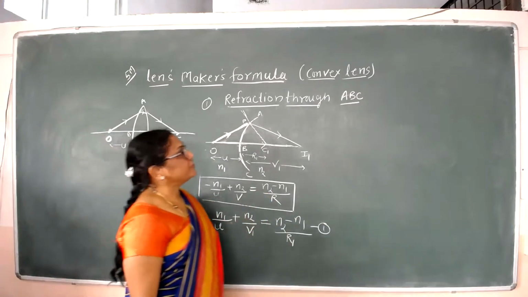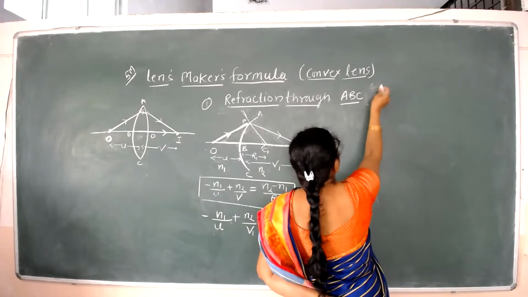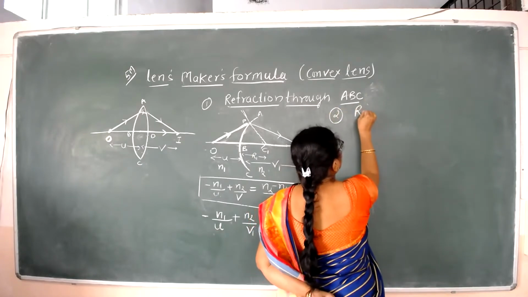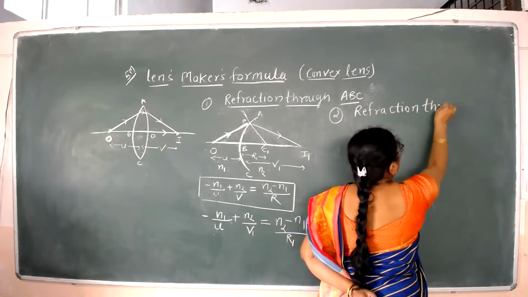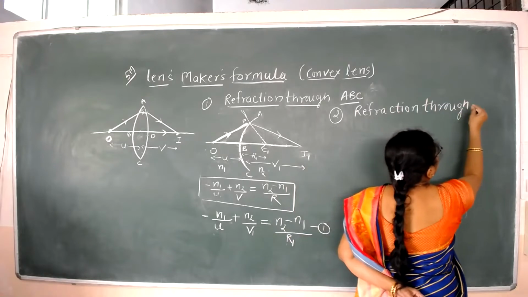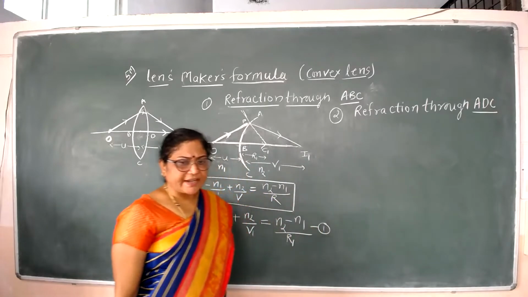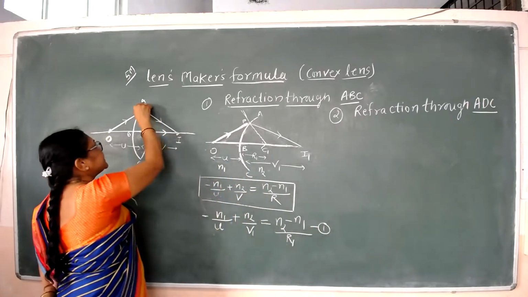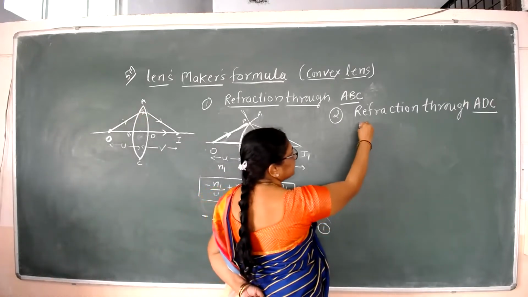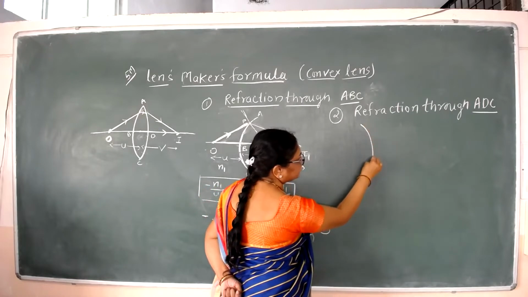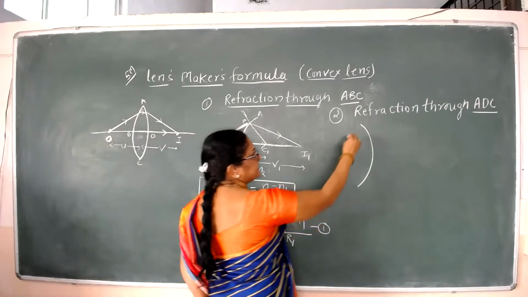Then, refraction through the second spherical surface, that is ADC. So take the second surface ADC, and consider the second spherical surface ADC.